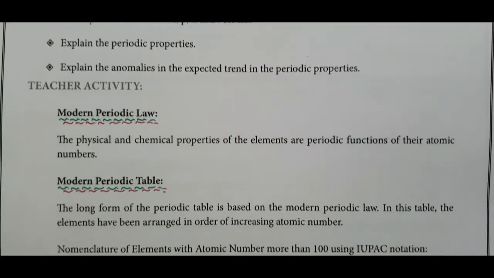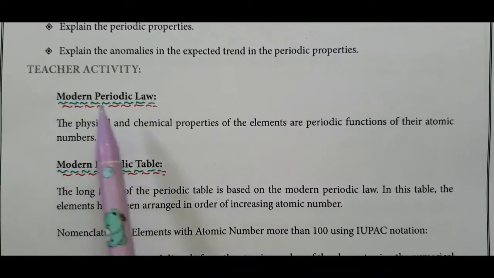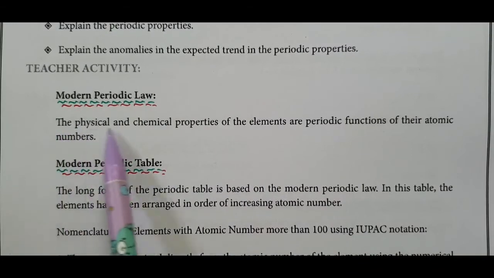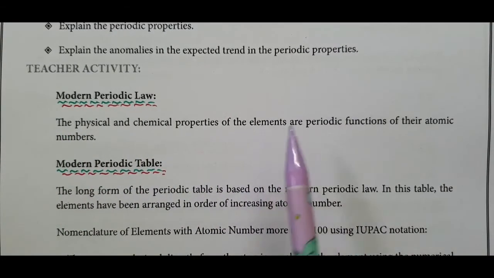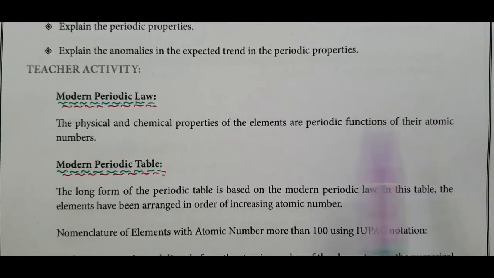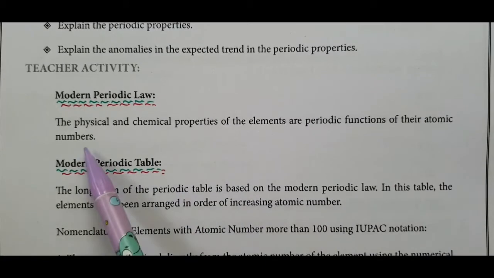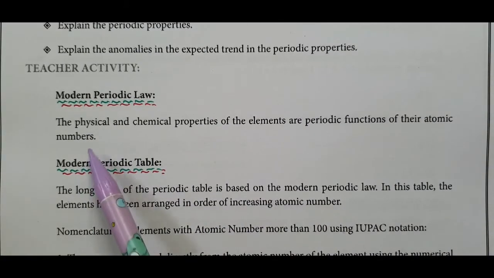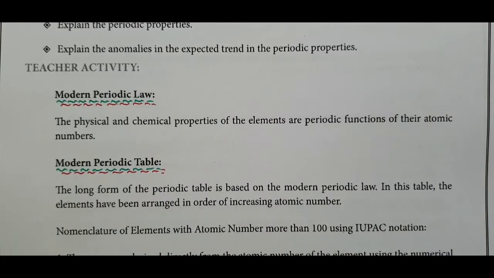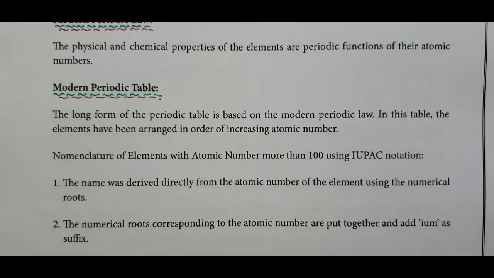First, we will discuss the modern periodic law one by one. We know the physical and chemical properties of the elements are periodic functions of their atomic number. If the last word is atomic weight, it is called the Mendeleev periodic law. This is atomic number, the modern periodic law. The long form of the periodic table is based on the modern periodic law. In this table, the elements have been arranged in the order of increasing atomic number.